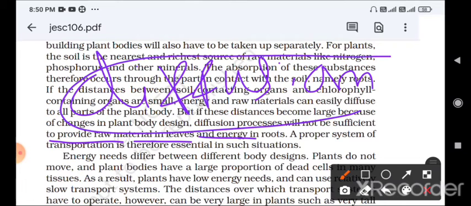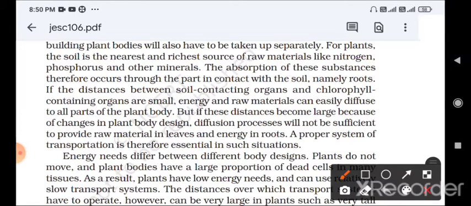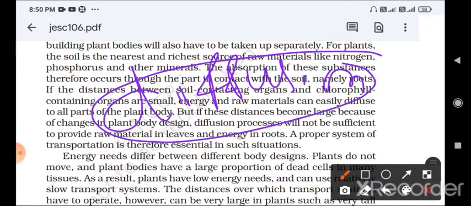So the plants which are very short can take all the raw materials with the help of the diffusion process. With these smaller or shorter plants, we can take the raw materials for their growth and development by the process of diffusion. But as the complexity increases or the plant grows longer, this diffusion process will not be enough.